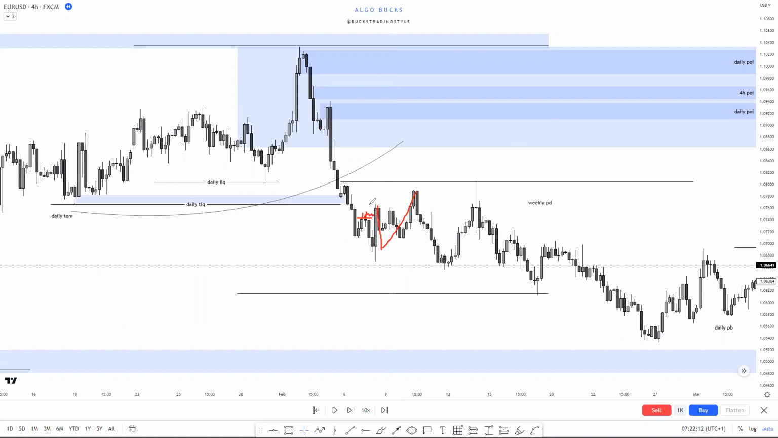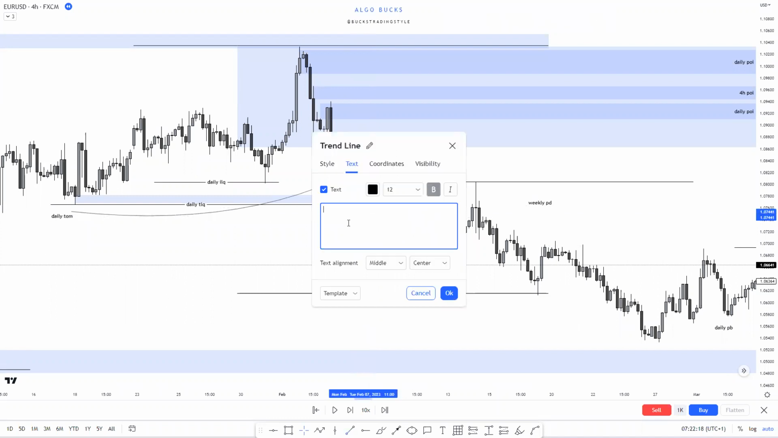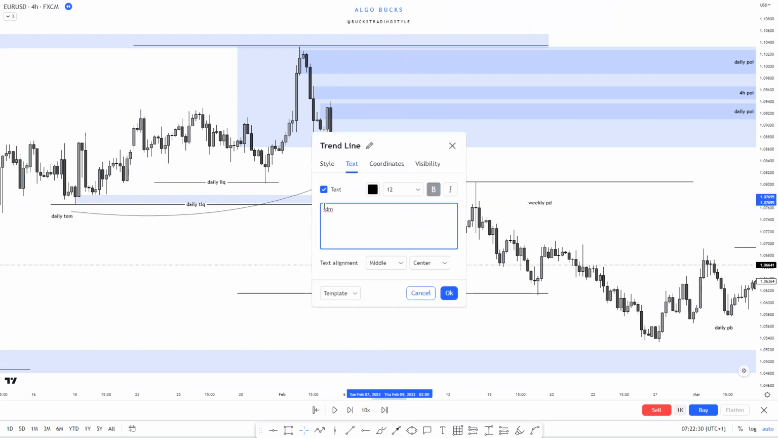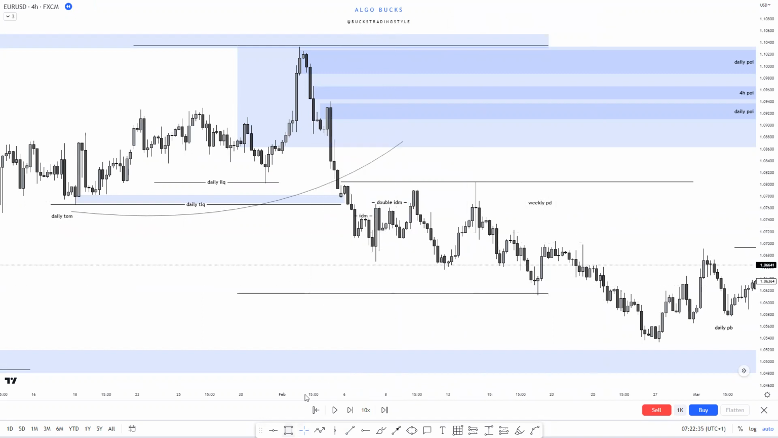So this was inducement. Let me just mark that out. So this was like the inducement on the 4 hours. IDM is the same thing as inducement liquidity. Okay, so if we had this right here, this then becomes the double inducement for price to come into this whole supply range right here.